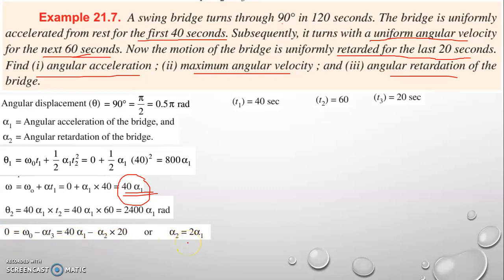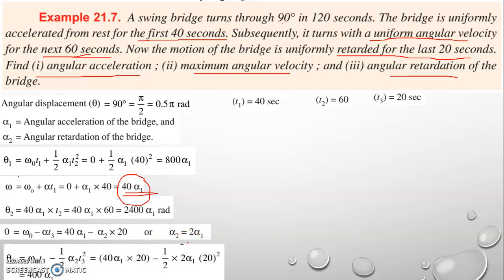And for the third portion we write the equation theta is equal to ut plus half a t square, where u is the initial velocity 40 alpha 1 and t is the time taken, 20 seconds, minus half into alpha 2 into 20 square. The alpha 2 can be replaced with 2 alpha 1. So we obtain the equation as 400 alpha 1 for theta 3. So initially 800 alpha 1, second portion 2400 alpha 1, and third portion 400 alpha 1.